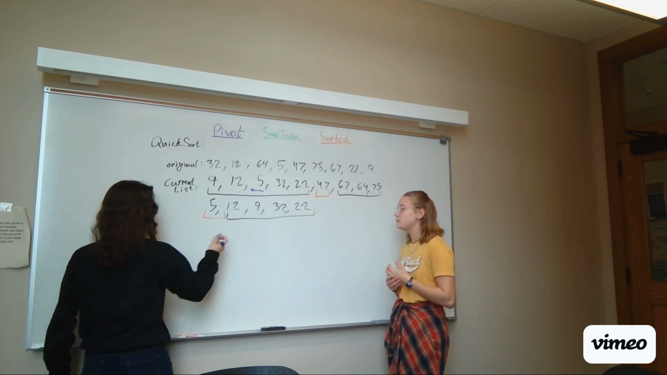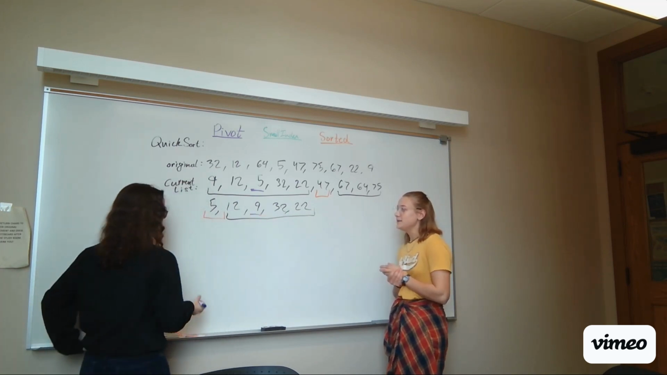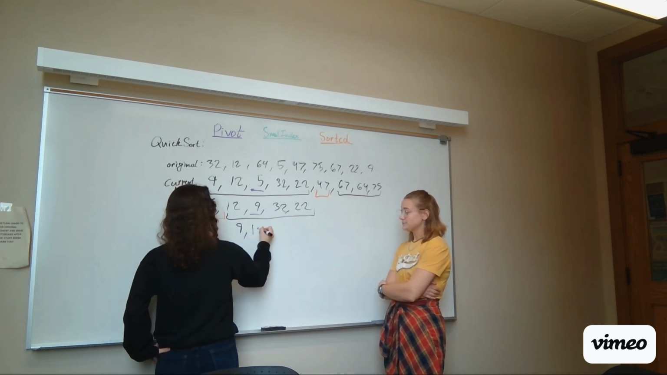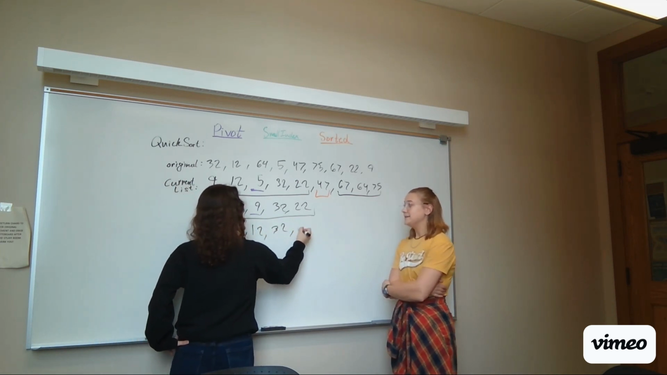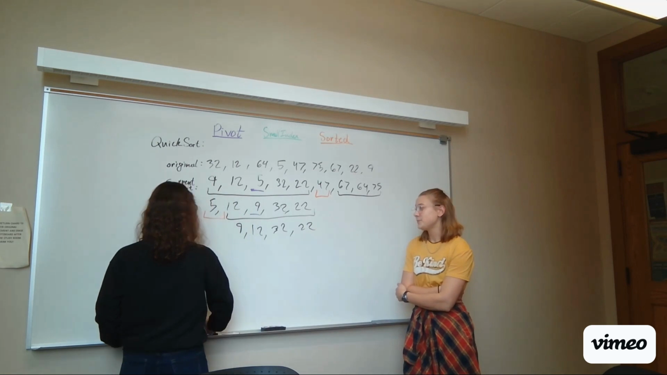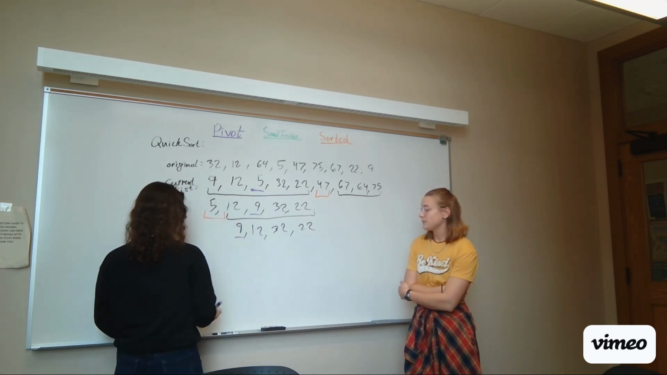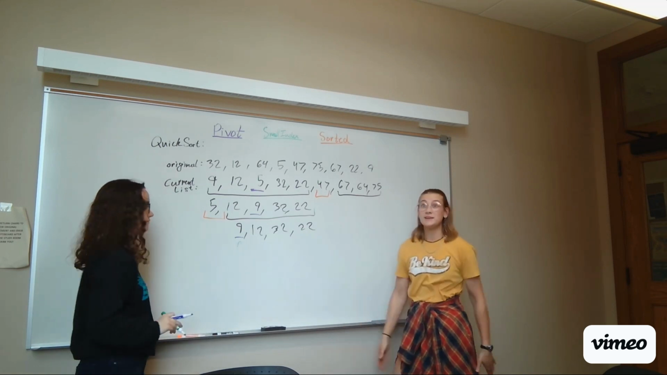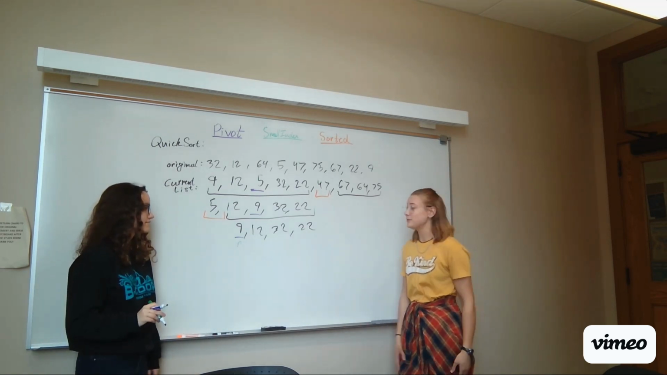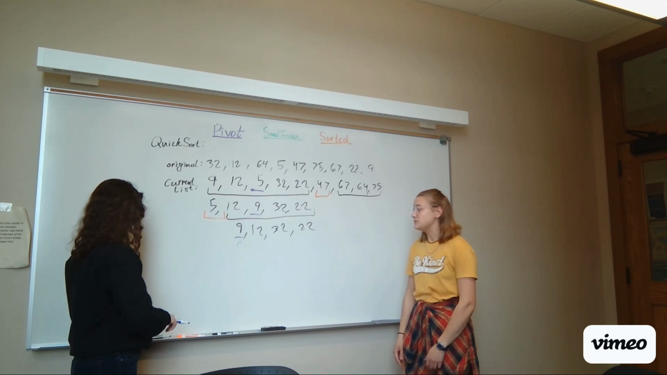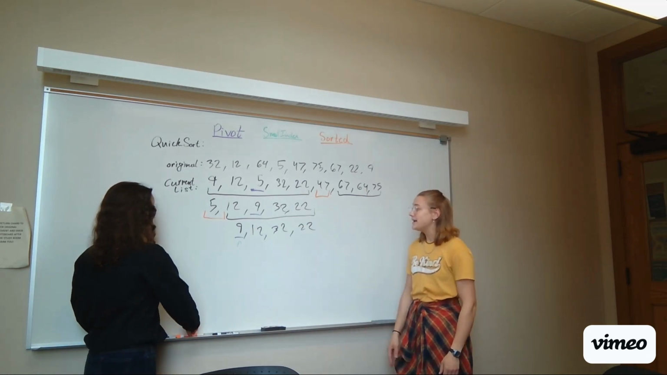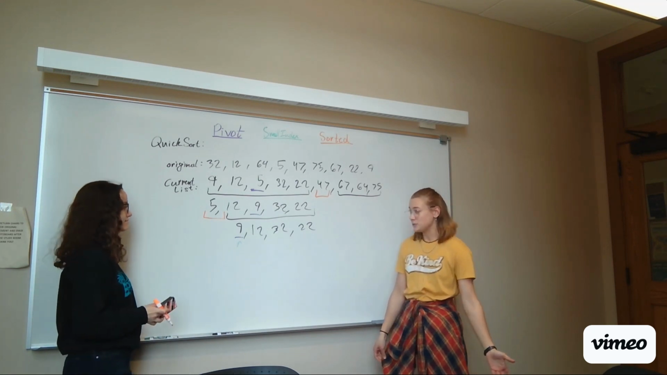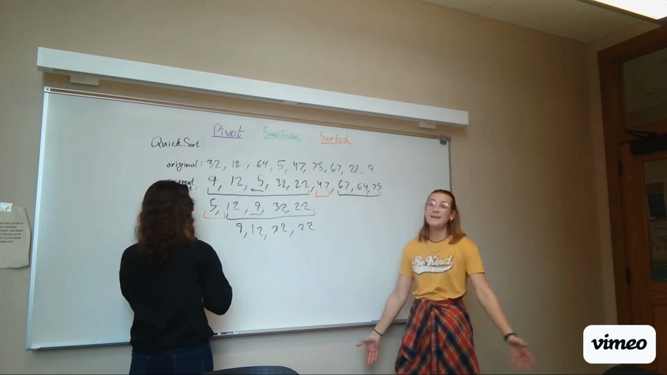Our next pivot point is 9. We're going to move 9 to the front of the list. We're going to compare 9 with 12. 12 is larger than 9, so it's going to stay where it's at. 9 is also going to stay where it's at because it is equal to itself. Then we're going to compare with 32, and 32 is larger than 9. 22 is also larger than 9. We now know that 9 is sorted and in the correct place. We move on. Our list becomes smaller.